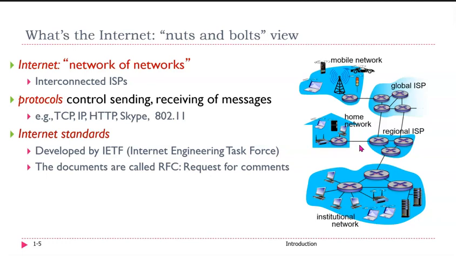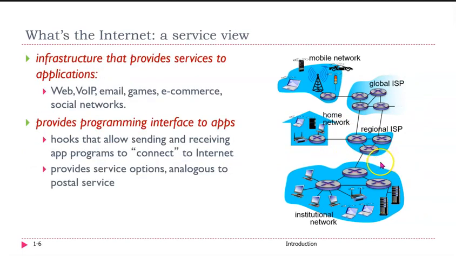Each ISP itself is a network of packet switches. If you can see here, there are many switches and routers, and also communication links. This is an example of an institutional network, regional ISP, global ISP, and so on. These ISPs provide a variety of types of network access to the end systems, including residential broadband access, which means that we can connect to the internet.